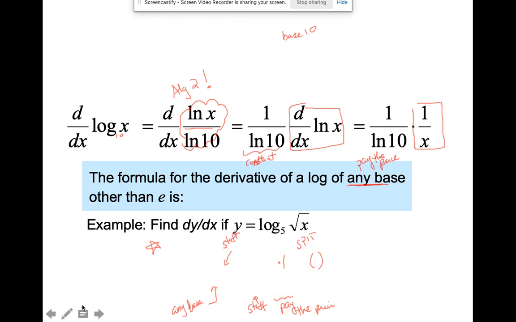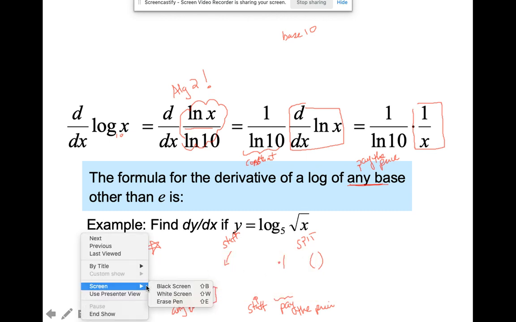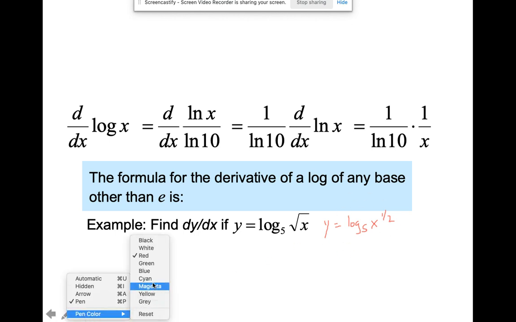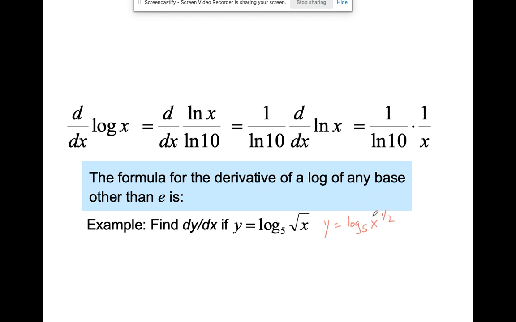Let's try some. First thing I'm going to do is rewrite this. I'm going to do this problem two ways. As is. That's not just x, it's stuff. And this is my any base, right?